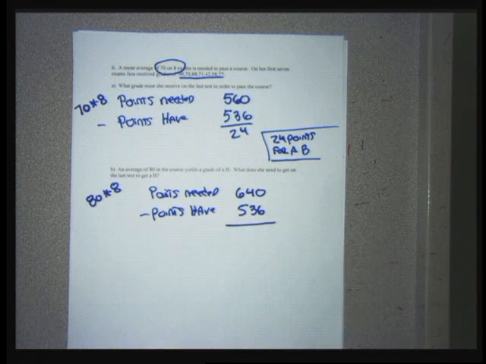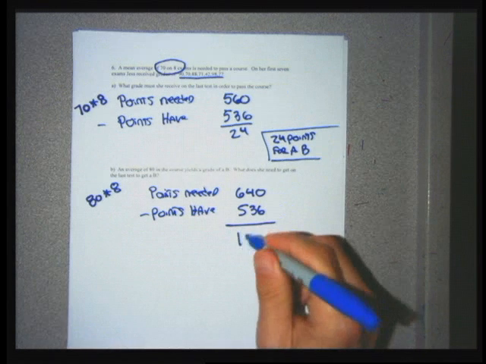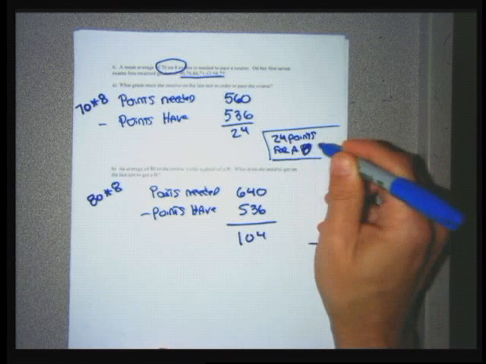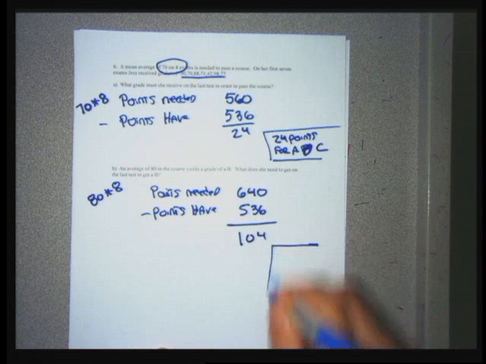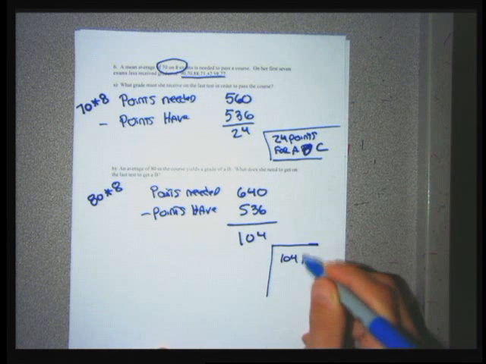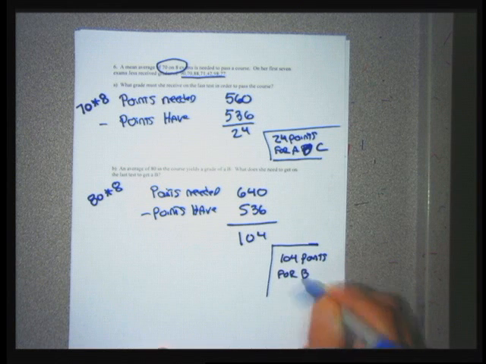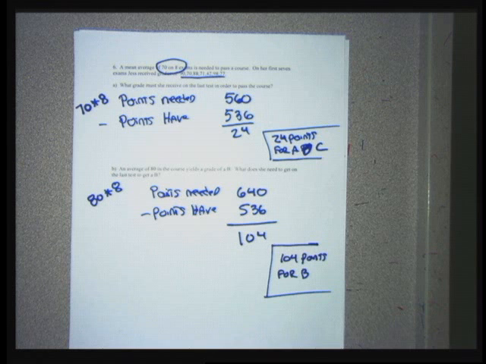If I take the 640, that's the total points needed for a B, less the points that she already has, I get, this last one should be 24 points for a C. This should say 104 points for a B, which means if the test is only worth 100 points, you'd need some extra credit or somebody to curve your grade to get that next higher grade.